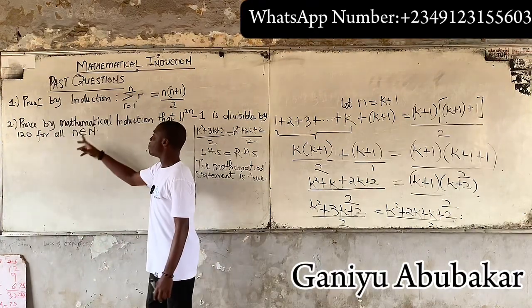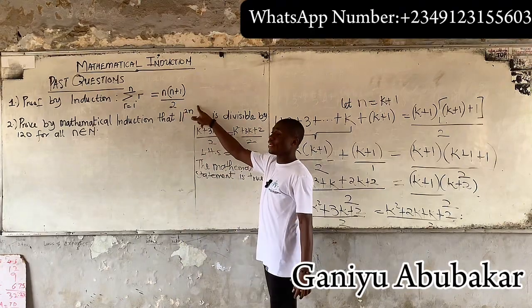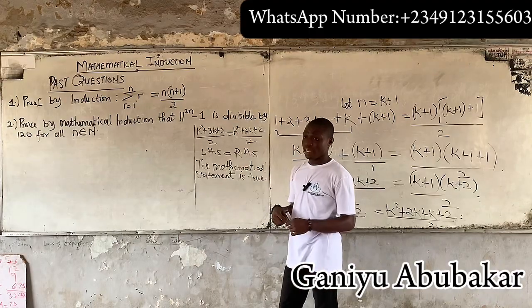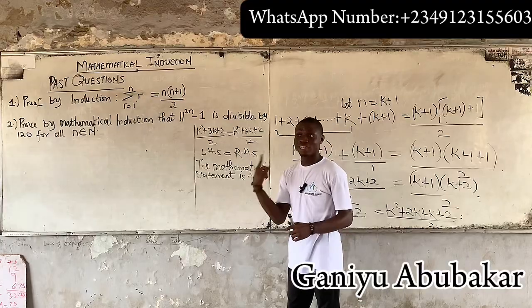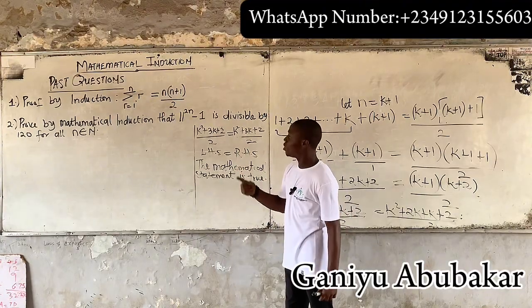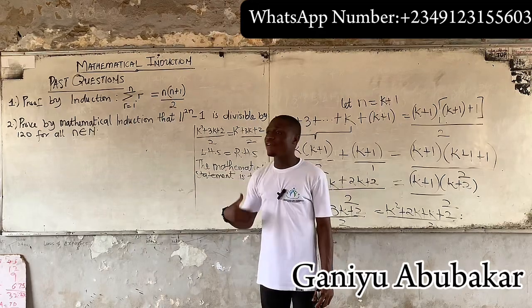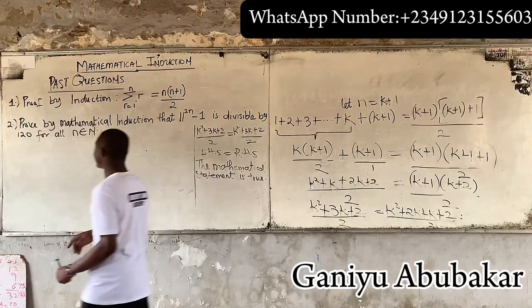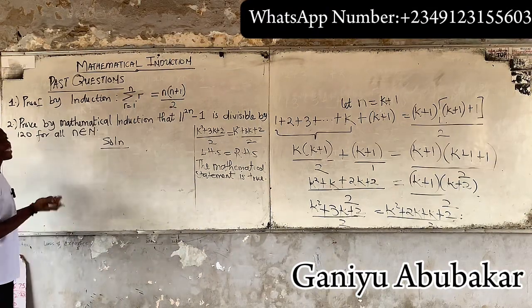Prove by mathematical induction that 11^n minus 1 is divisible by 120 for all n that is an element of the natural numbers. That's the meaning, please. Now listen up. The same rule applies here. What's the first task? Let n be 1. Solution. First task.